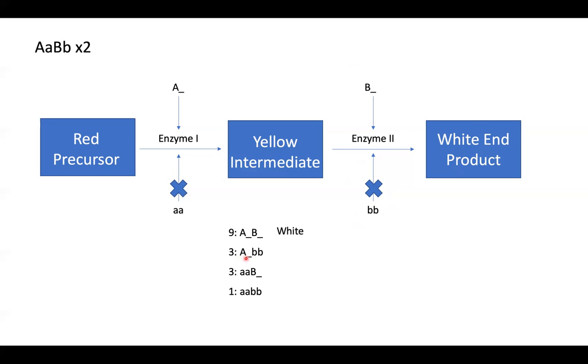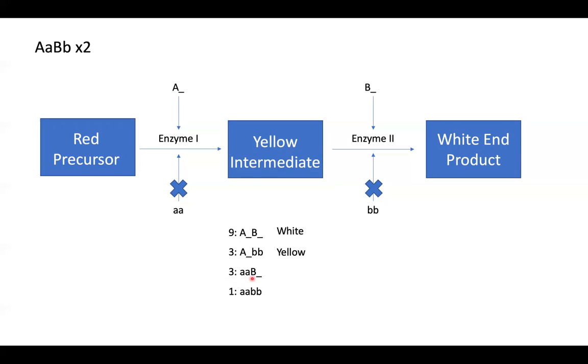The three, one big A and two little b's. You start at the red precursor. It doesn't have any little a's, but it does have the big A enzyme, which means it moves to the yellow intermediate. Well, this does have two little b's, which means it cannot move forward to the white end product, and it has to stay at the yellow intermediate, which means the phenotype is yellow.